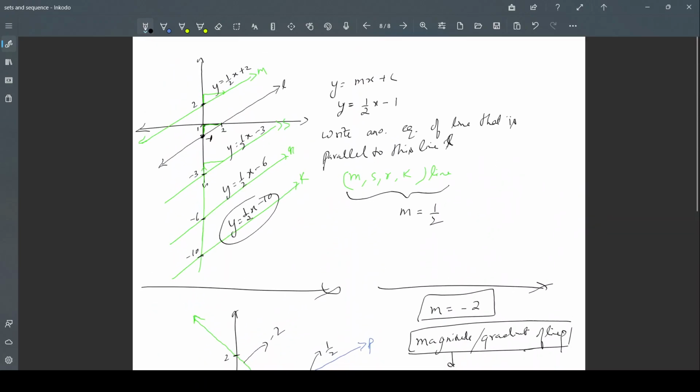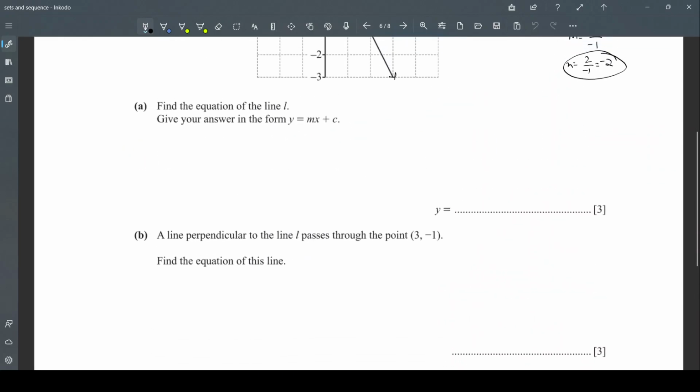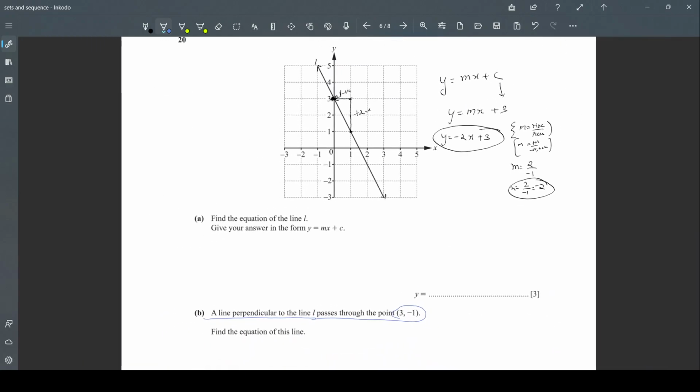I'll be giving you a perpendicular question that was asked before. This is one of the questions. The question says a line perpendicular to line L passes through this point. So this is the same line. I'll be erasing some of the parts that I have done here. There is a line that is perpendicular to this line and passes through point 3 comma minus 1. Let's say 3 comma minus 1 is here, right? This is the point. There is one line that is passing through this one and it is also perpendicular to this one, right? Perpendicular means what? Exactly 90 degrees to this one.